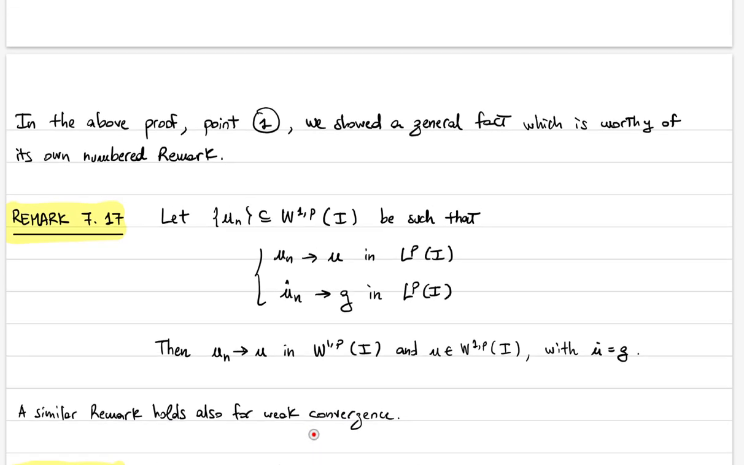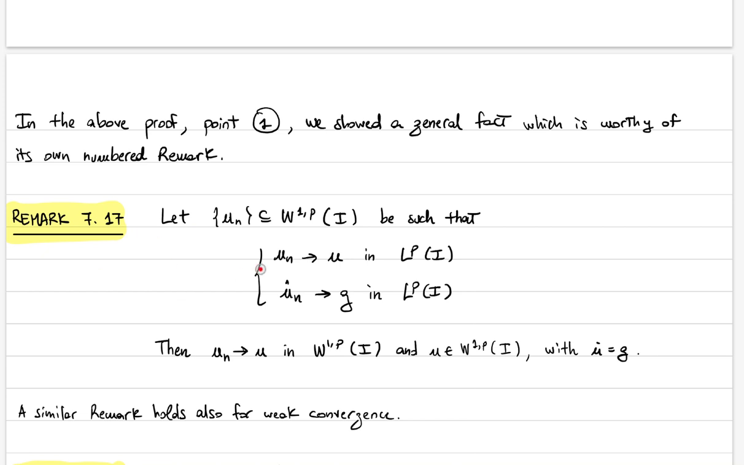Okay, here I just wanted to make something that we proved in the proof above in point 1. I wanted to give it a separate remark because it's a very useful fact to use, and I don't want to prove it every time.